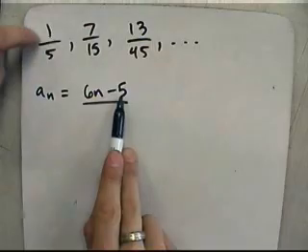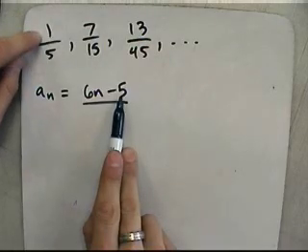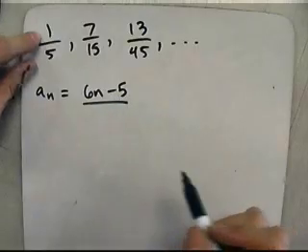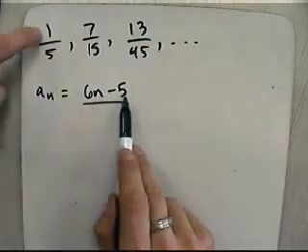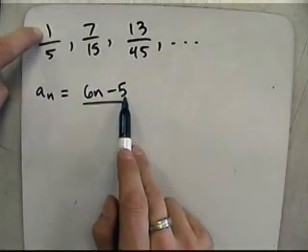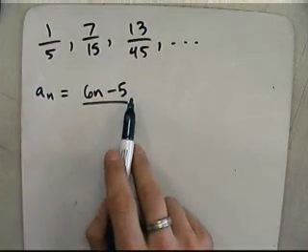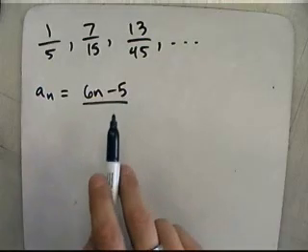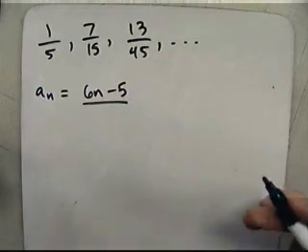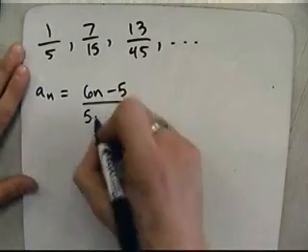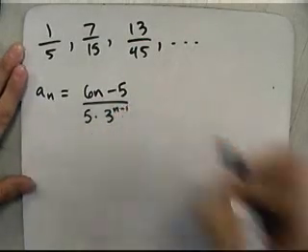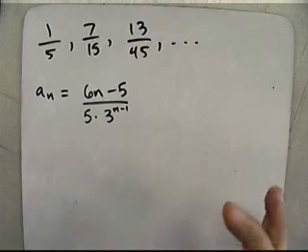And then negative 5 gets me to 1 if I were to plug in my top number. If I plugged in a 1 right there, 6 times 1 is 6, minus 5 is 1. So that got me to my first term. The numerators are arithmetic, just like from yesterday. The denominator is geometric though. The denominator is going to be 5, the first term, multiplied by the ratio, which is 3 to the n minus 1. So that's your a sub n formula for that.